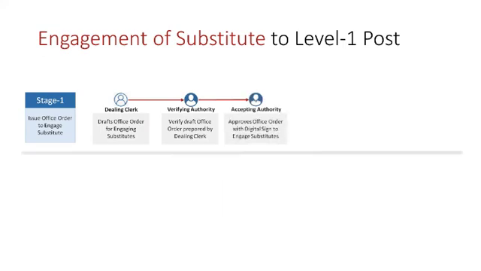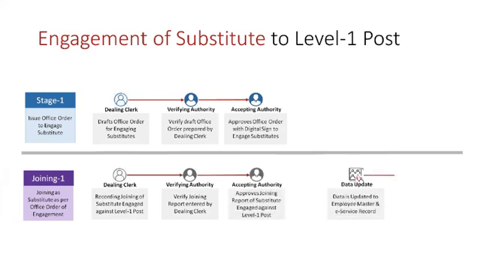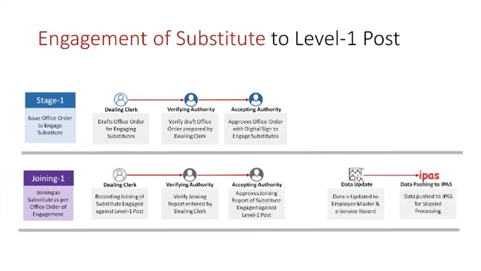DCBA: the offer of appointment is given, and then the person reports to us after his offer of engagement. Then the draft office order is prepared by the dealing clerk, sent to VA, and A approves and signs with digital sign, and then the office order is issued. And then the joining date is to be given, which is again three-stage DCBA, and then data is updated.